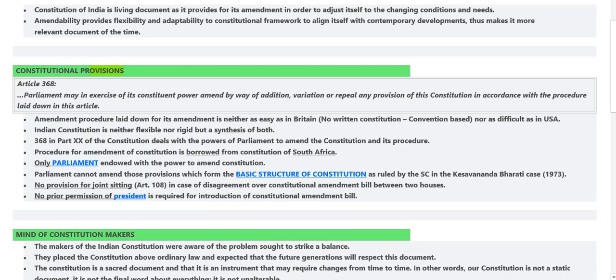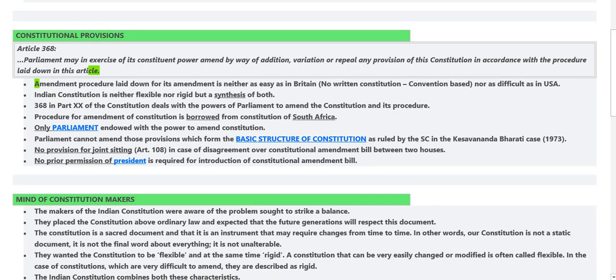Constitutional provisions. Article 368. Parliament may in exercise of its constituent power amend by way of addition, variation or repeal any provision of this Constitution in accordance with the procedure laid down in this article. The amendment procedure is neither as easy as in Britain, which has no written constitution and is convention-based, nor as difficult as in USA. The Indian Constitution is neither flexible nor rigid but a synthesis of both.